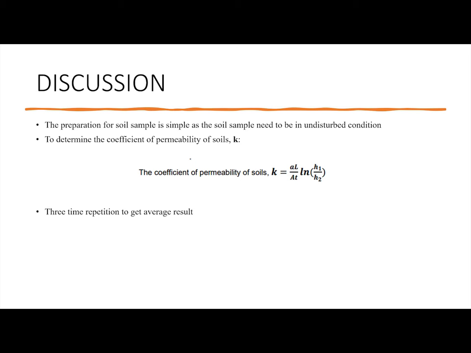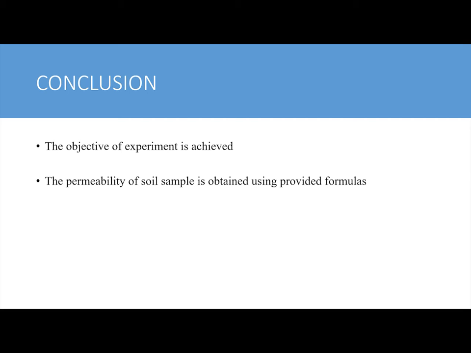For the discussion of the permeability test, firstly the preparation of the soil sample is very simple, as it needs to be in undisturbed condition. Secondly, to determine the coefficient of permeability, there is a formula attached. And lastly, I repeated the procedure 3 times to get an average result and higher accuracy. For the conclusion of the permeability test, the objective of the experiment is achieved, which is to obtain the coefficient of permeability from the soil sample.